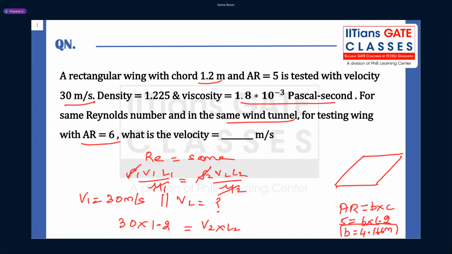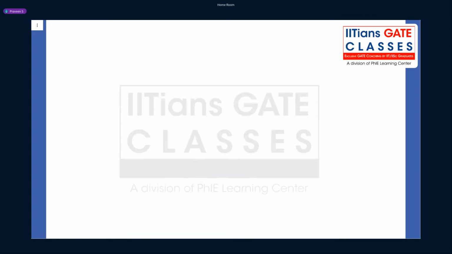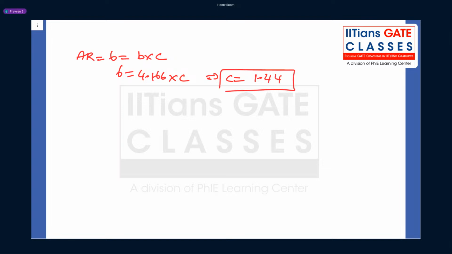It is very simple again. Having said that the B is fixed, the only parameter that you can vary in a wind tunnel is C. So that means I can still write that aspect ratio of 6 is nothing but B times C. So B was 4.166 times C. So from here I can get C as 1.44, and this C is obviously my L2.